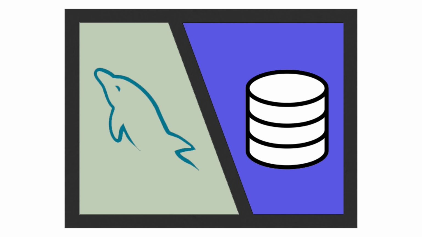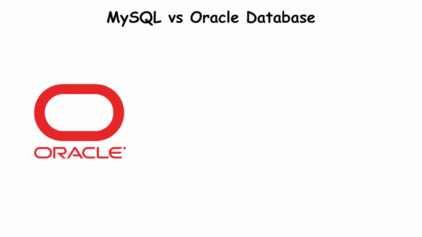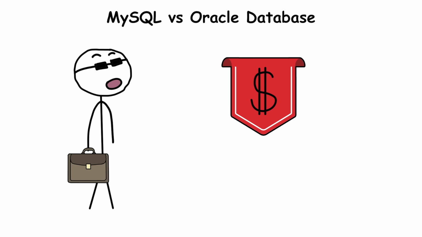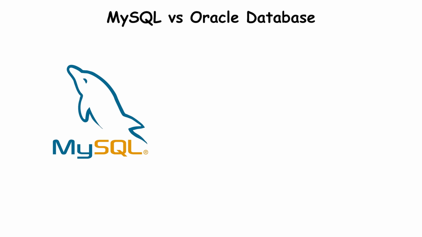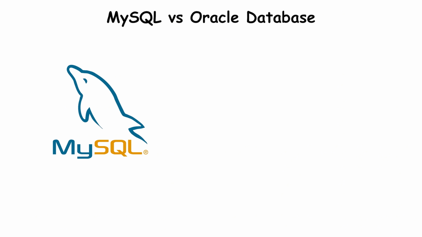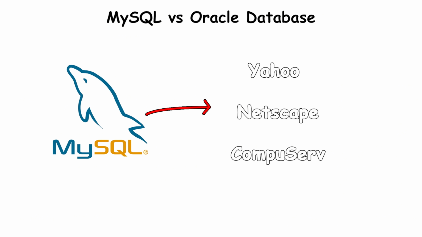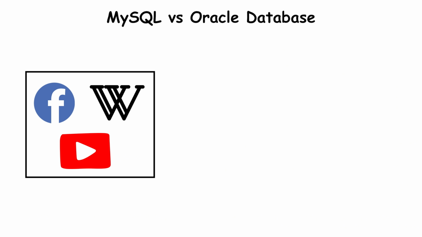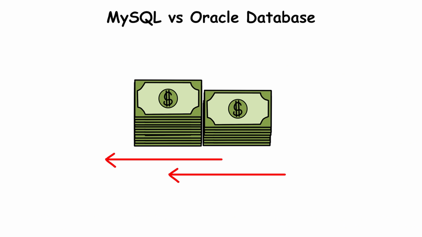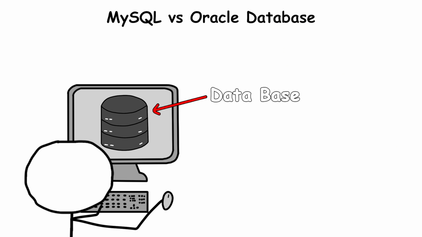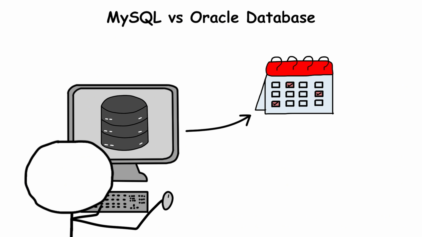MySQL versus Oracle Database. Oracle's database systems are legendary in the enterprise world, but they come with a price tag that can run into millions per year. MySQL, on the other hand, was fast, simple, and open source, making it a natural choice for startups and early internet giants. Facebook, Wikipedia, and YouTube all built their massive platforms on MySQL before they had deep pockets. Its flexibility meant developers could spin up databases in minutes, instead of going through weeks of procurement.